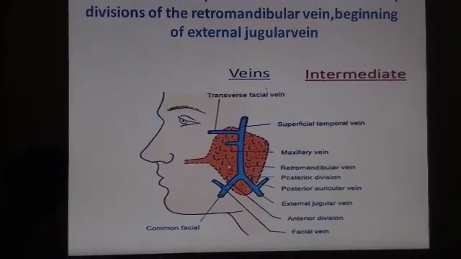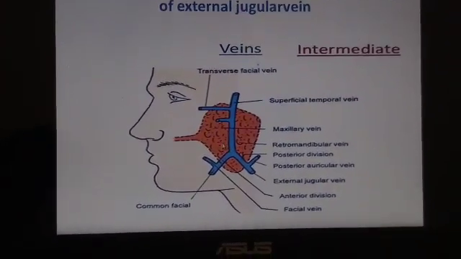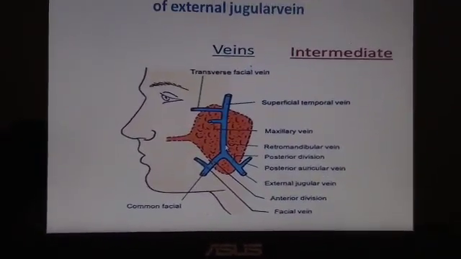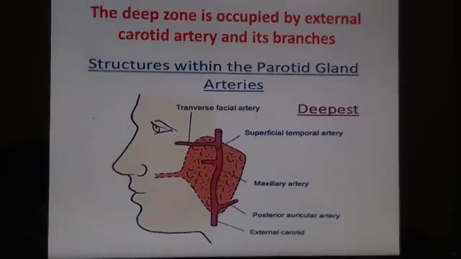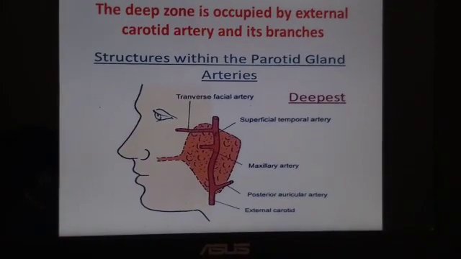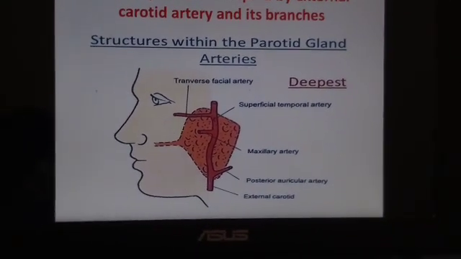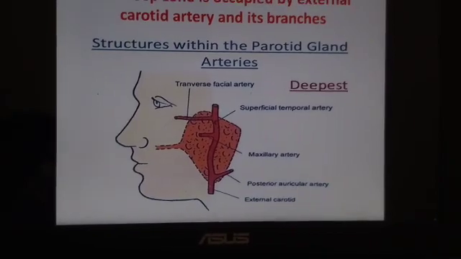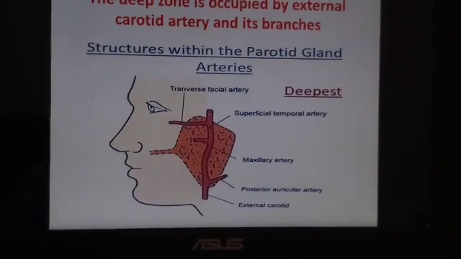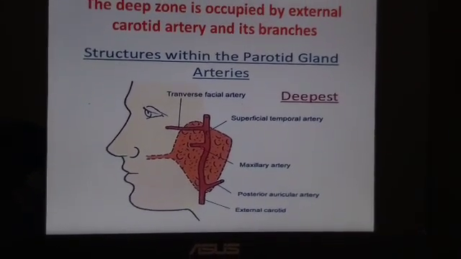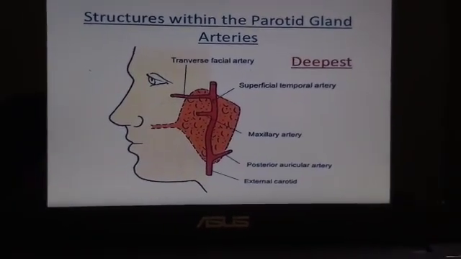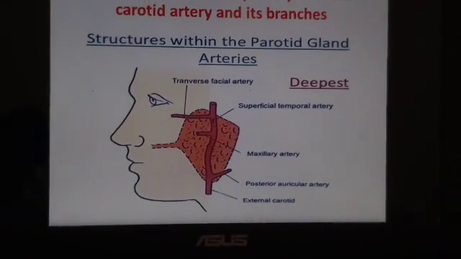In the superficial plane, we encountered the facial nerve with its branches. In the intermediate plane, we encountered the retromandibular vein formation, divisions and branches. And now we come to the deepest plane, which is occupied by the external carotid artery and its branches. When the external carotid artery enters the parotid gland, it divides into the superficial temporal and the maxillary artery, and also gives off the posterior auricular artery and the transverse facial artery. So this is the deepest relation within the parotid gland, occupied by the external carotid artery.